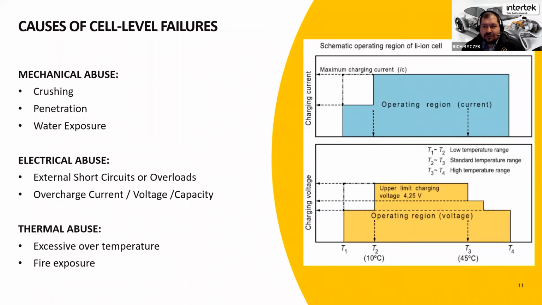Mechanical abuse examples: crushing, as I mentioned, in a crash event; penetration by a foreign object, a nail, a spike of some sort, or even the enclosure of the battery during a crash event, where it actually physically penetrates the cells; and water exposure. So water being just another environmental impact, although we don't think of it as such a stress event. However, water can be potentially conductive, and if it penetrates or enters the battery system, at least external to the cell level, you can cause an external short circuit across cell terminals.